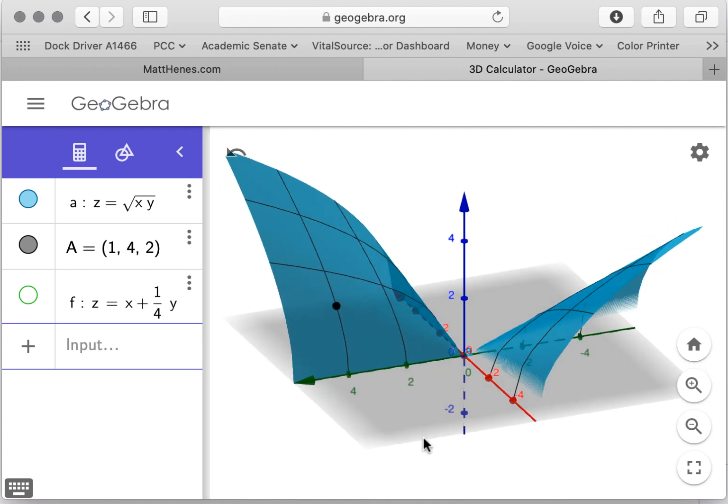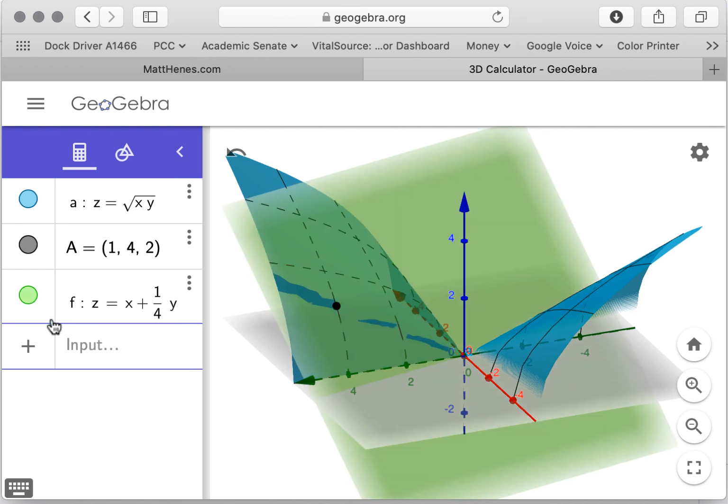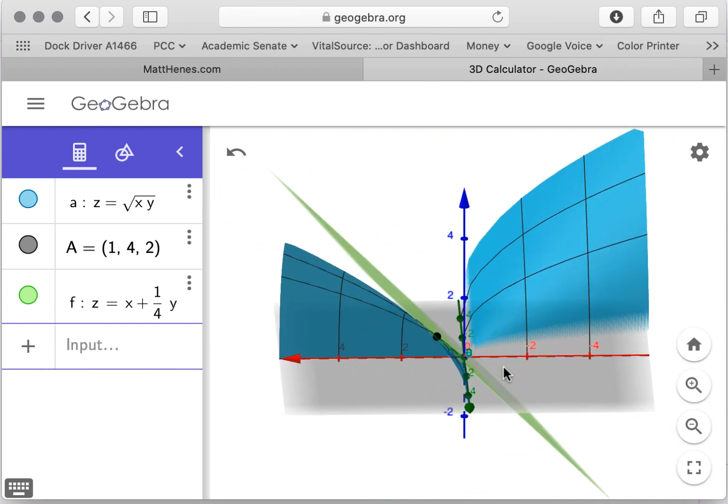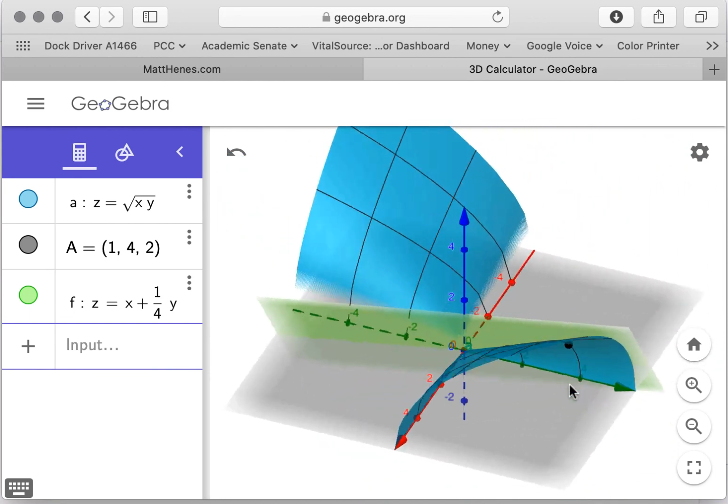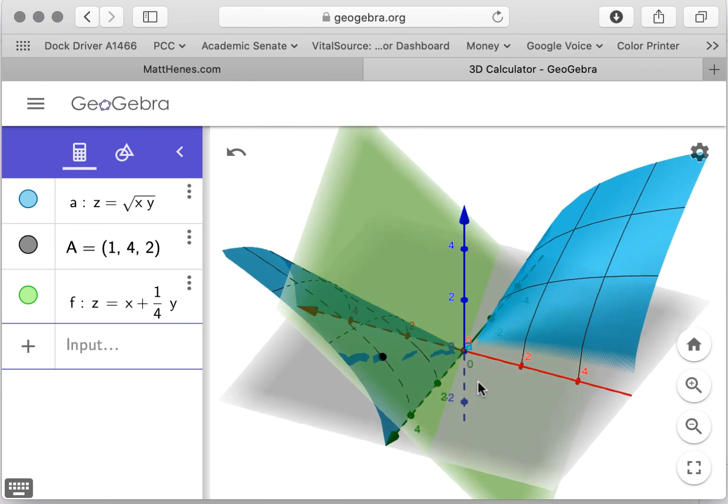And then the equation of the tangent plane is going to be z equals x plus 1/4 y. Well, now this is an equation, isn't it? Because it's z equals and then some variables rather than a function. Anyway, if we see that, then you can see that the tangent plane does exactly what you expect it would at the point of tangency.